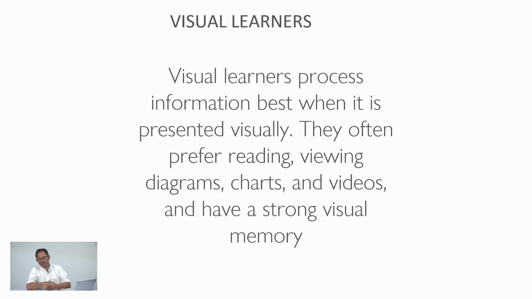The next learning style is visual learners. Visual learners process information best when it is presented visually. They often prefer reading, viewing diagrams, charts, and videos, and have strong visual memory. So if they see something, then for sure they will be able to memorize well. It can be observed, and usually visual learners also tend to use visual vocabulary like watch, see, have a look. I think those are the words usually used by visual learners.